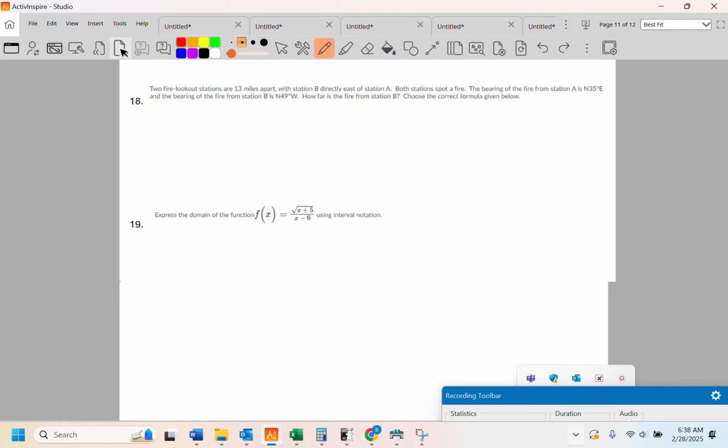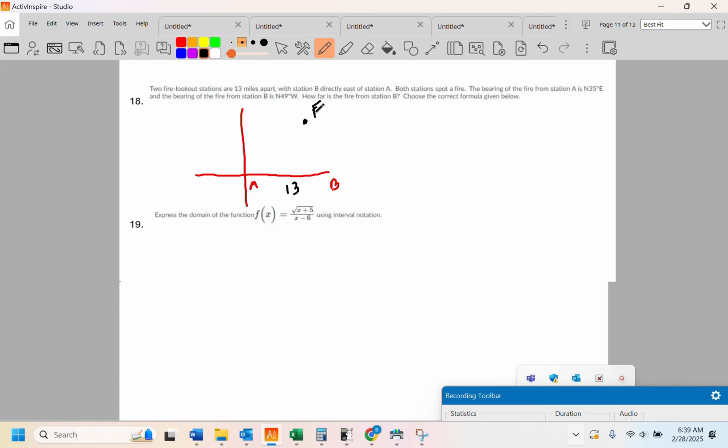Two fire lookout stations are 13 miles apart, with station B directly east of station A. Okay, so we're going to put A at the origin. Station B is directly east, and the distance between them is 13 miles. Both stations spot a fire. So there's a fire somewhere.